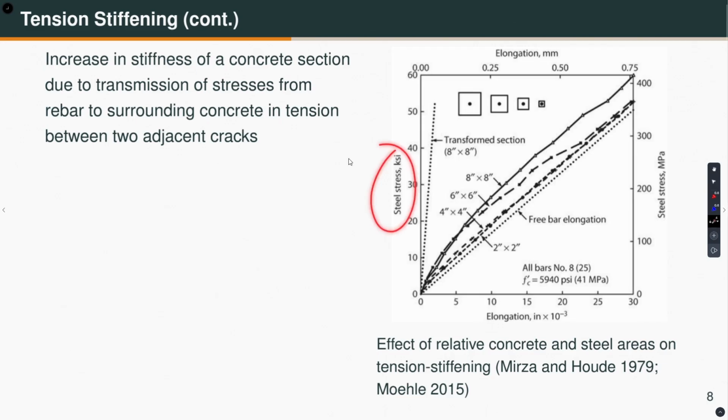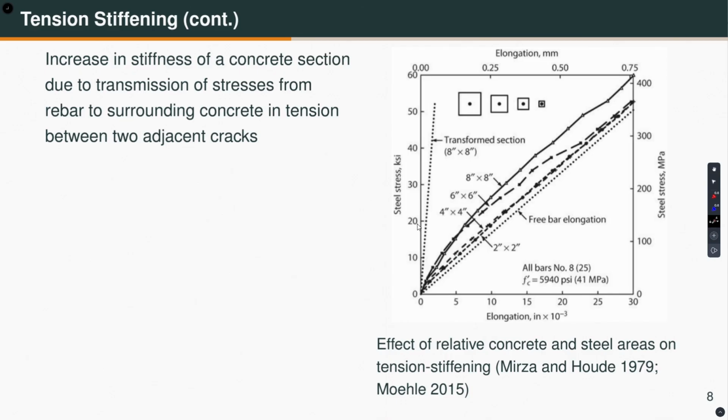If you plot the steel stress with the elongation of a tension member which has a square cross section with one steel bar, and these cross section sizes are varying, as you can see this is reducing. If you talk about a transformed section, so convert the steel into equivalent concrete, and plot the steel stress with the deformation, it is going to be something like this. It is the gross section plus some due to the steel. So, it will have very high stiffness, but as we know, concrete will crack because it is under tension.